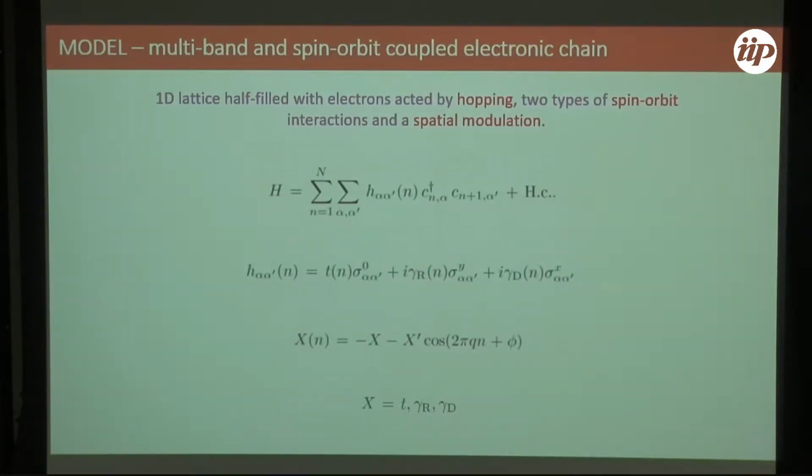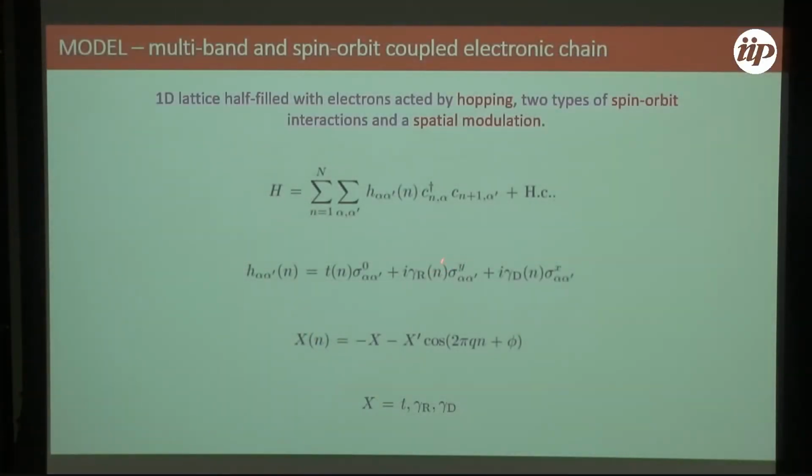Okay, so with this very brief introduction, I come to the model that we're going to be discussing. It's a 1D lattice, which is half-filled, and there are only three ingredients: hopping, two types of spin-orbit interactions, and spatial modulation. The tight binding Hamiltonian that describes such a system has a very simple form. This coefficient in front of the creation and annihilation operators is modeled in this way. We just have a hopping term, a Rashba spin-orbit interaction.